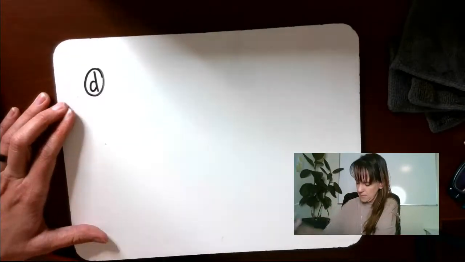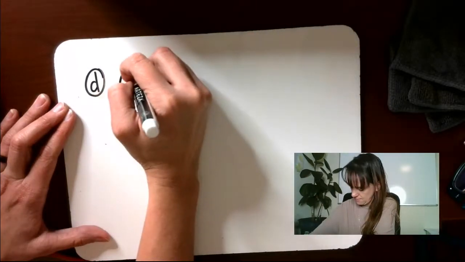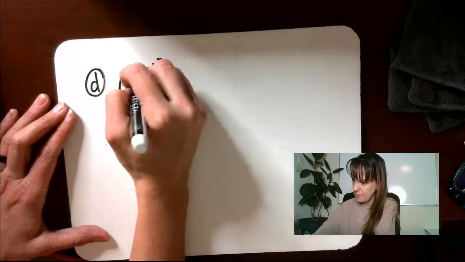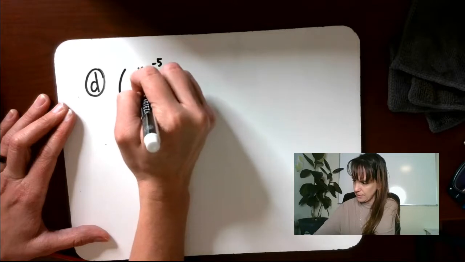All right, guys, one more, and then you're done. D, m to the negative 5 over w to the 4, x.